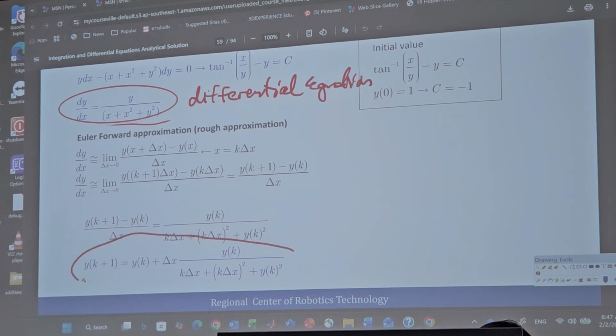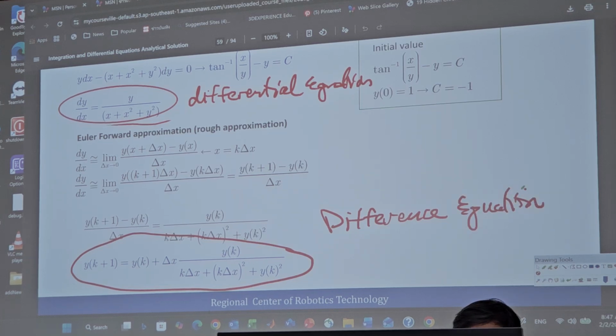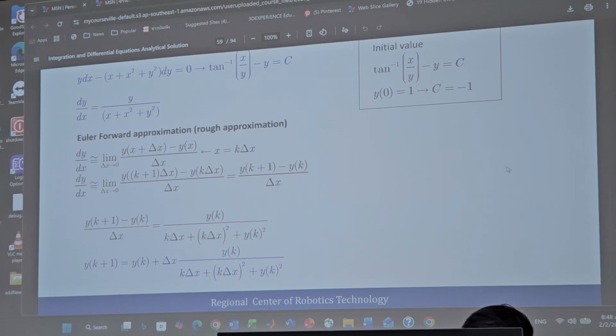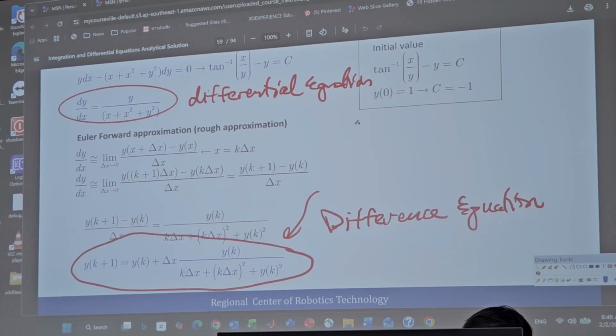This one we call differential equation, right? So in your assignment, you have to perform this one as well, to do approximation by using numerical discrete time approximation. Discrete time, see, if t is our independent variable, there will be times, right?